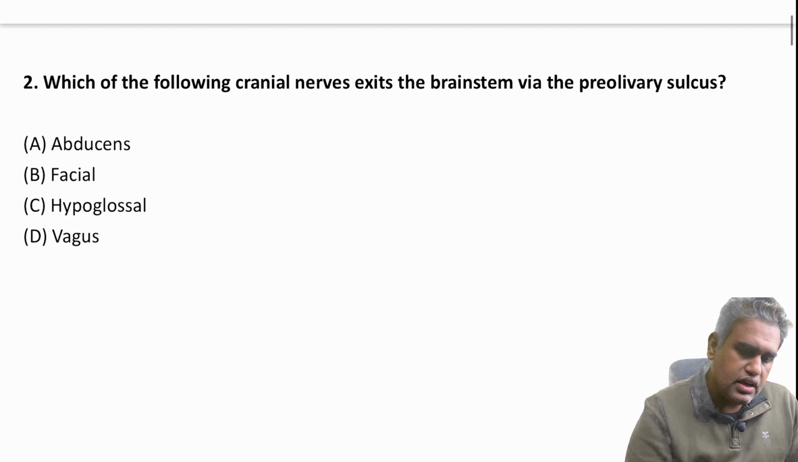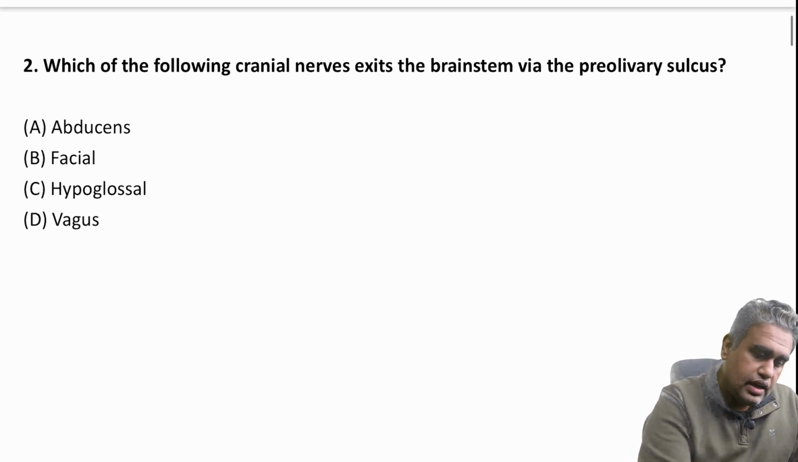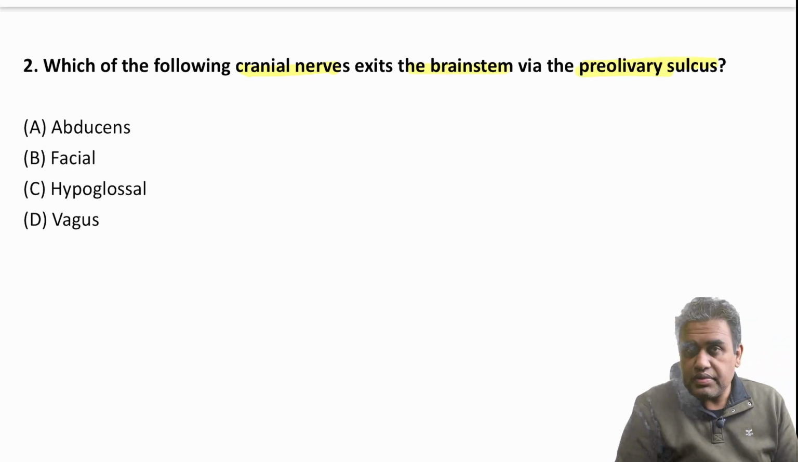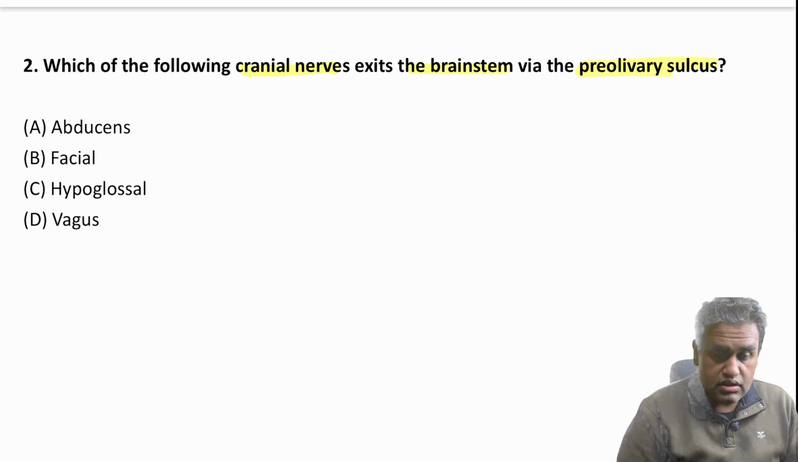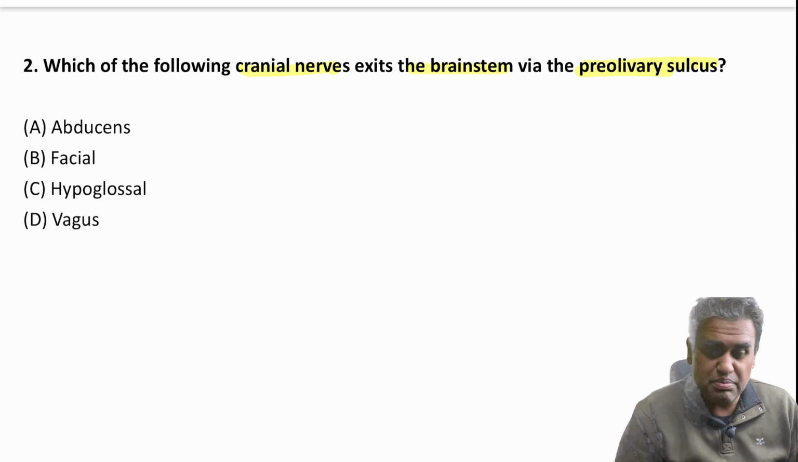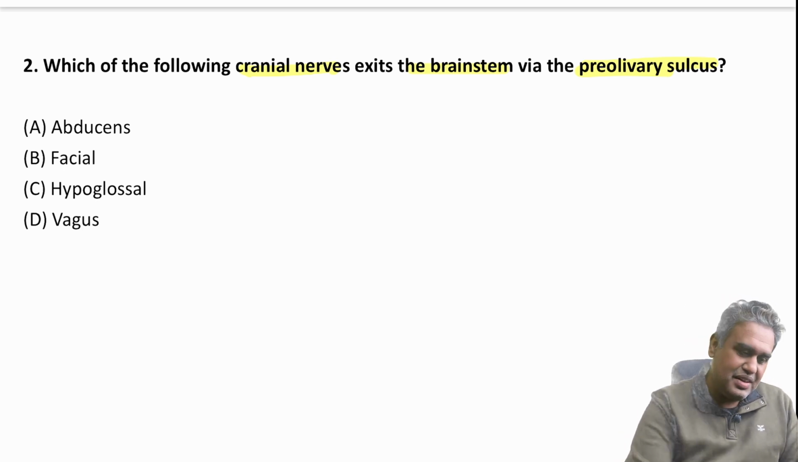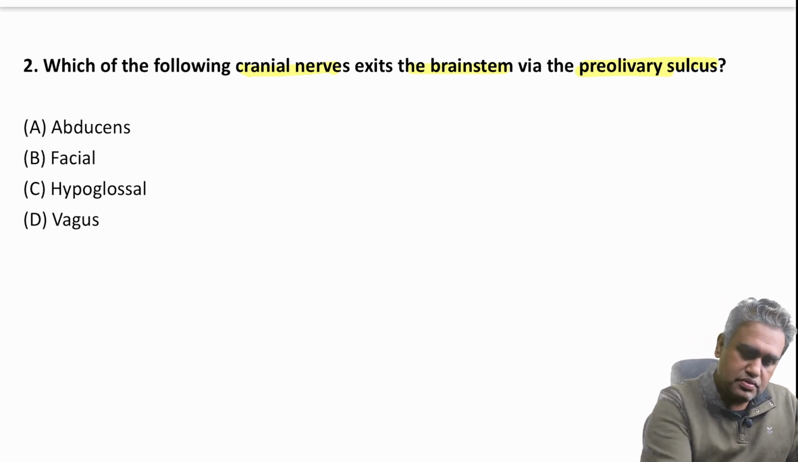The next one: which of the following cranial nerves exits the brain stem via the pre-olivary sulcus? Now this, if you know the answer, is very simple. But if you don't know it, it suddenly becomes a very tricky question. What is the pre-olivary sulcus? So see, don't think too much.